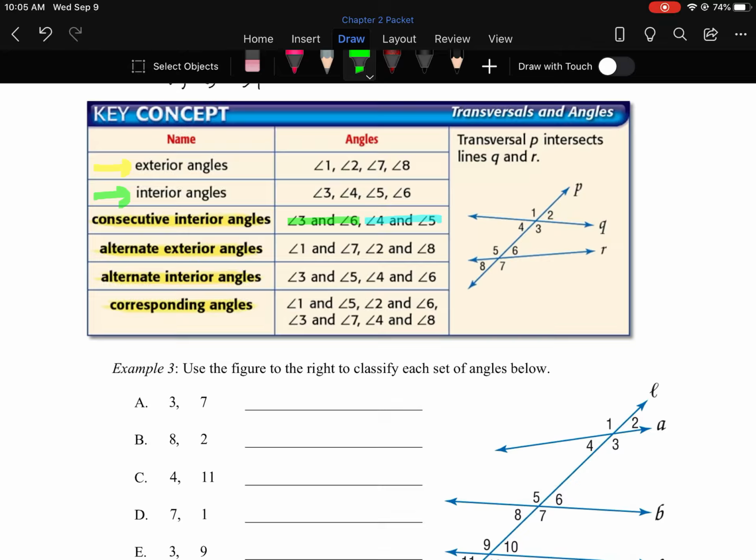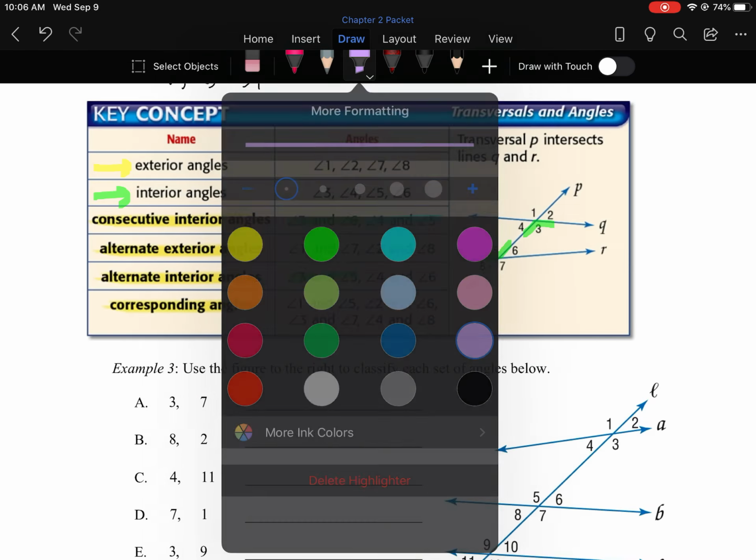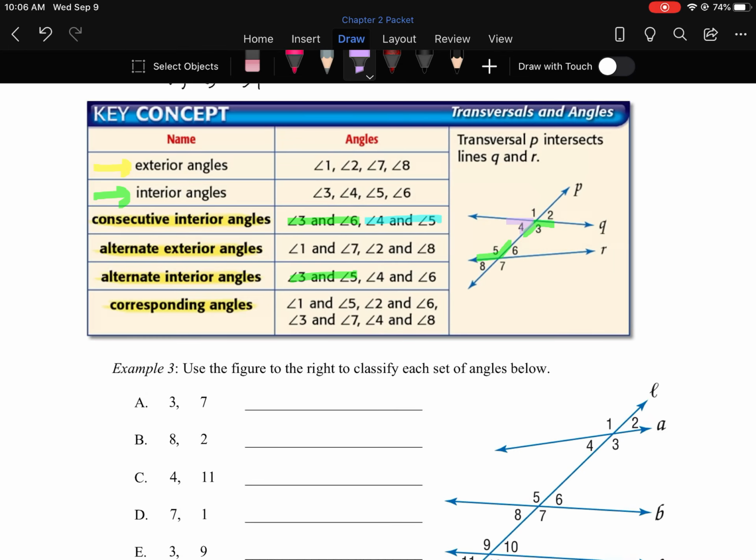Our next set is alternate interior. So the same thing as alternate exterior, but they're in between those two lines. So 3 is on the right side. So I need something on the left side that's also inside. So 3 and 5 go together. And then that leaves 4 and 6 to go together for alternate interior.